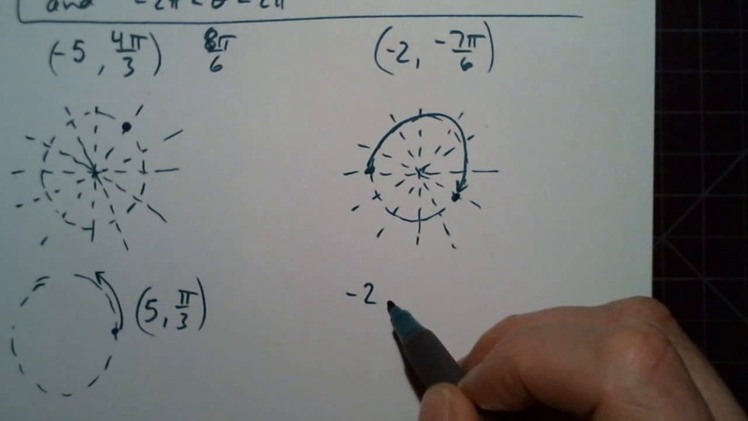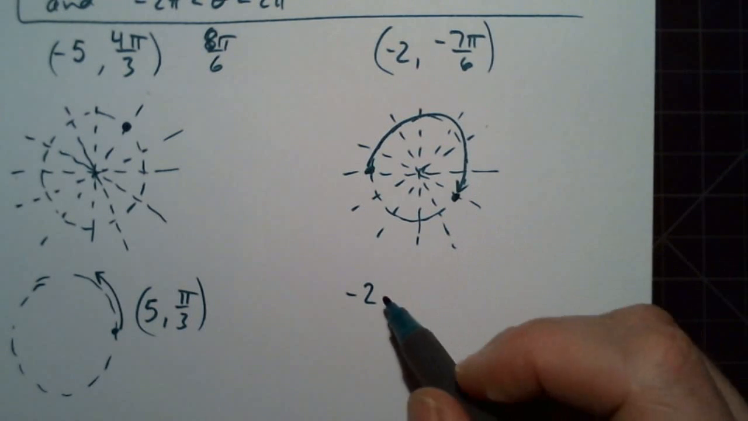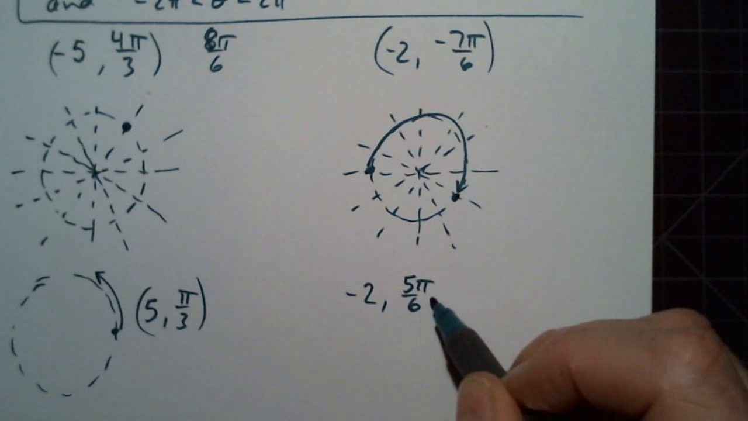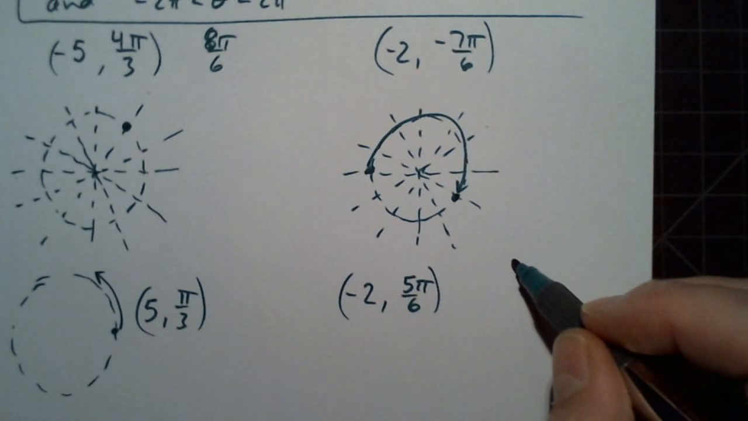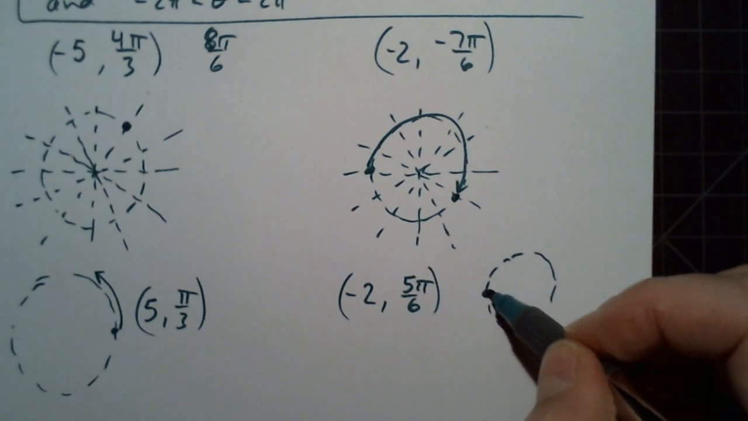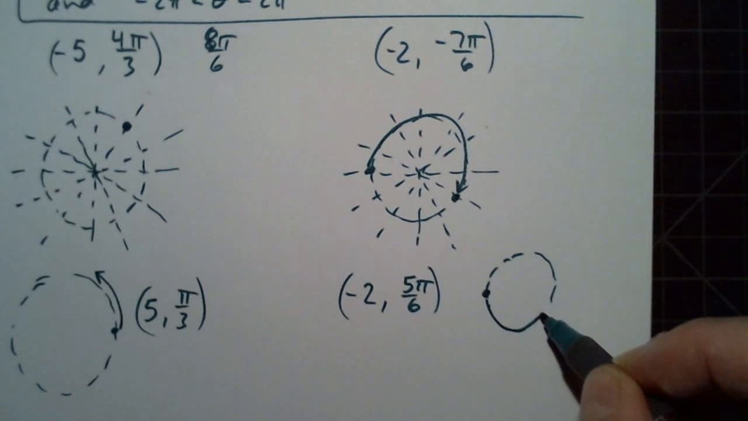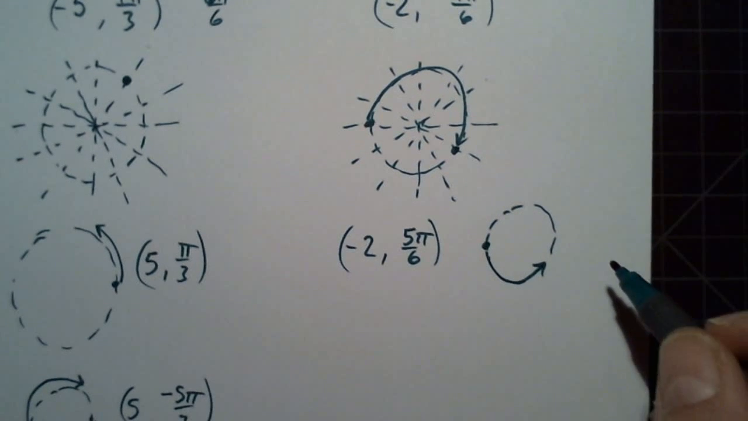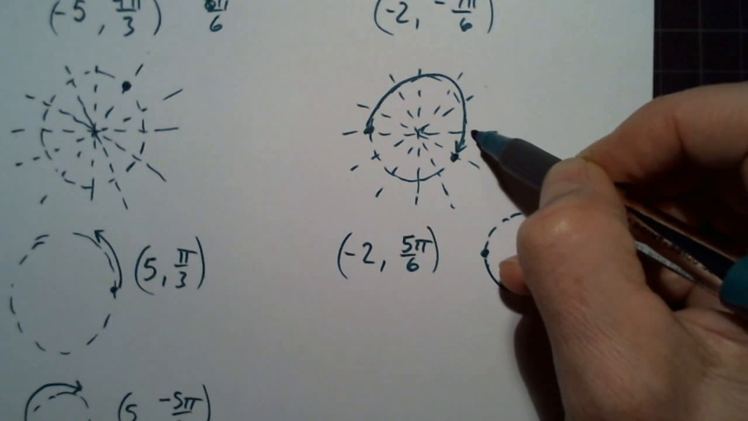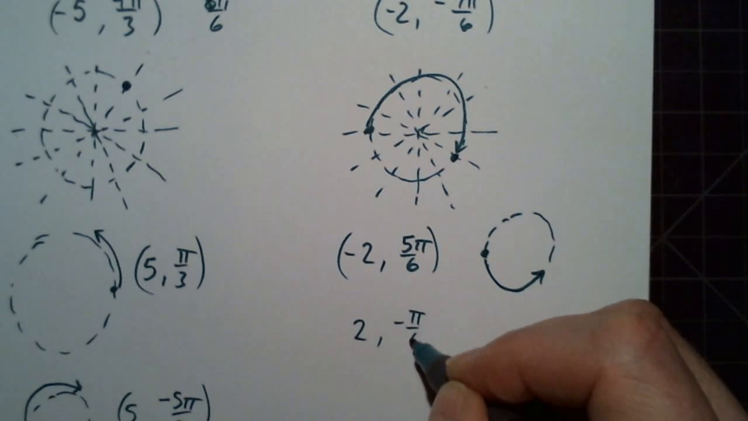So we could also start at a negative, but then rotate this way. 1, 2, 3, 4, 5. And that would be a positive 5 pi over 6. That would look like this. We're starting at negative 2 and rotating this way. We can start over here at positive 2 and go negative pi over 6, positive 2, negative pi over 6.